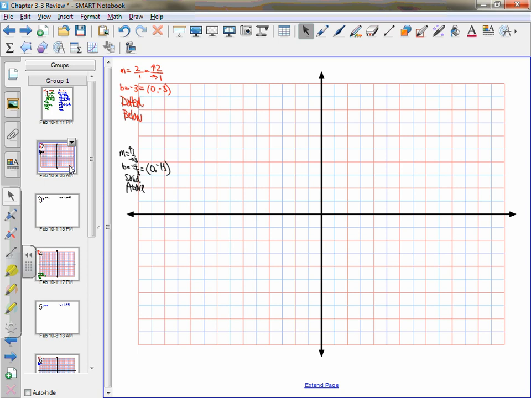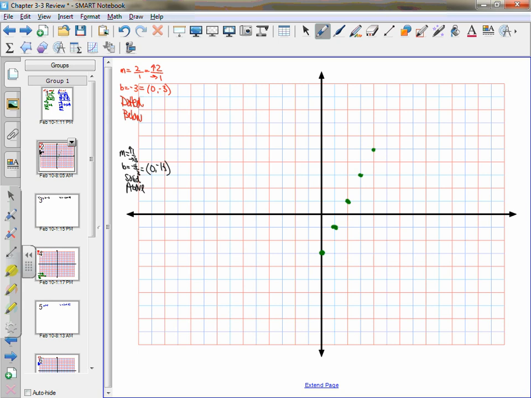The y-intercept, which would be 0, negative 3. There's my y-intercept. And from there, what am I going to do? I'm going to go up 2 units and to the right 1, up 2 units to the right 1, up 2 units to the right 1. I can do that as many times as my little heart desires.